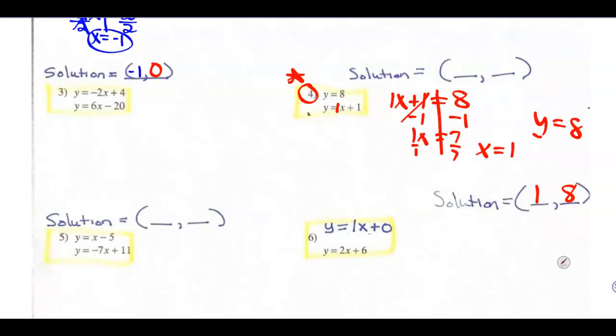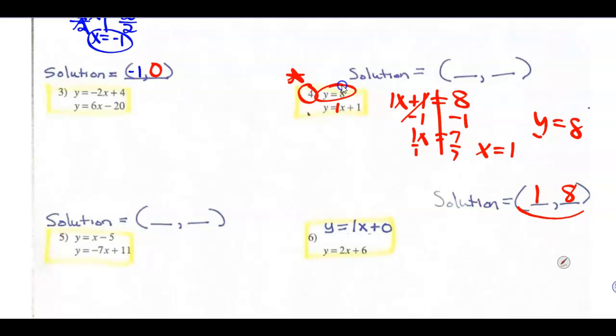Okay, so you should be unpausing right now, and you should have tried number 4 on your own. So just check your work against mine. I set them equal to each other. Again, this was a similar problem, so it was a two-step equation, and what was nice is it told me what y equals. So this should be your solution, 1, 8.